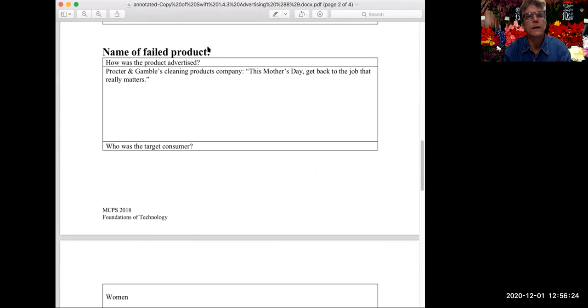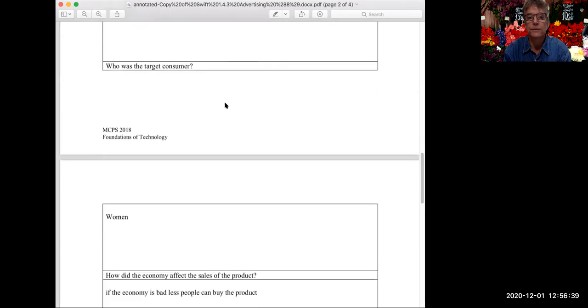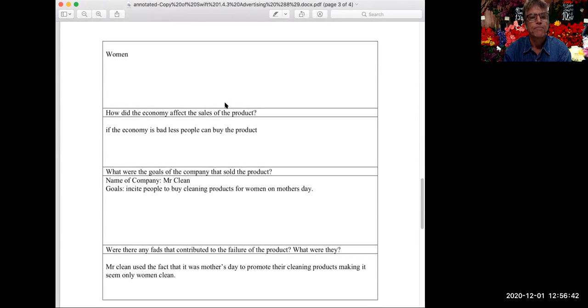This one is tough because they didn't put the name of the product in my failed product. So Procter & Gamble's cleaning products company, quote unquote, this Mother's Day, get back to the job that really matters, was their advertising campaign. Who was the target consumer? In theory, women. How did the economy affect sales of the product? And again, this is not what this is. The economy is bad, less people can buy the product. That's true. My question is, what was the economy doing while they were selling this product or this advertising campaign?